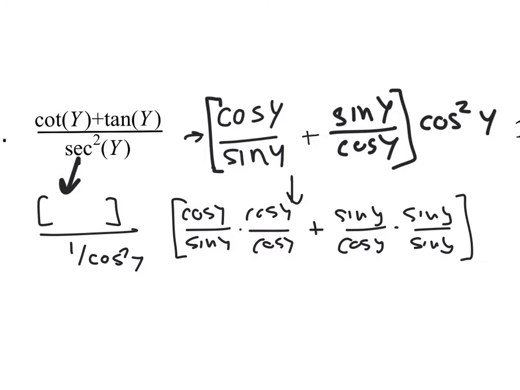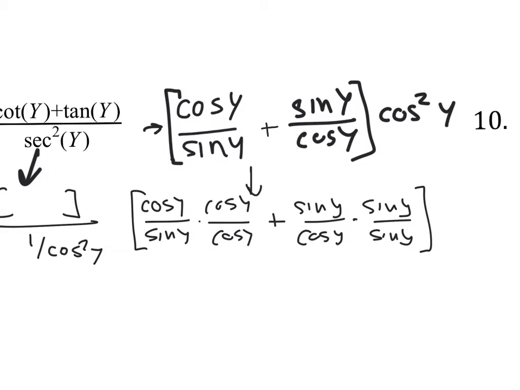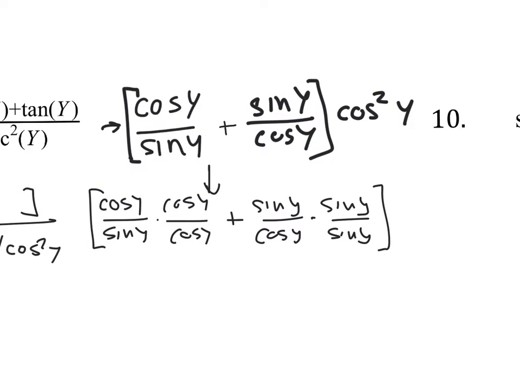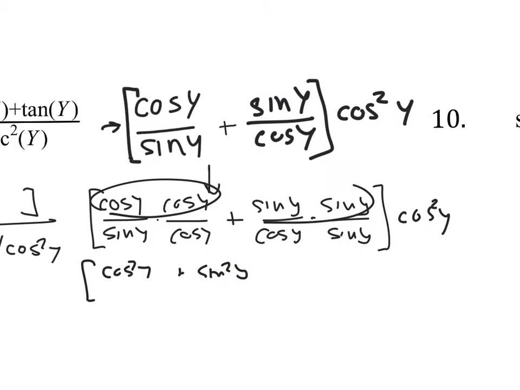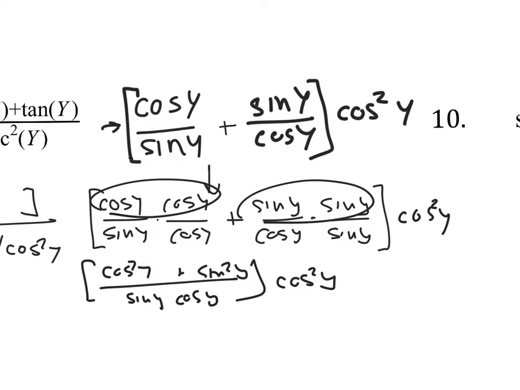And for a moment, this really looks horrible. I'll throw in that cosine squared y there just to keep that going. So now inside my brackets, I've got two fractions that do have the same denominator. The denominator is sine y cosine y, and I can rewrite that accordingly. My numerator now is going to be cosine squared y, which is what I get from these two, plus sine squared y, which is what I got from these two, all over sine y cosine y, and that's times cosine squared y. Not out of the woods yet, but we're pretty close.